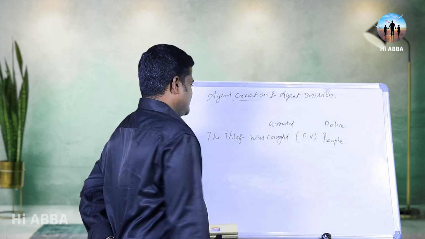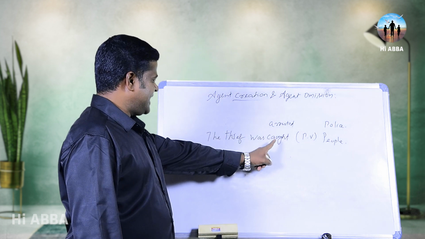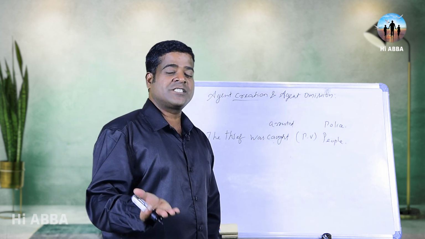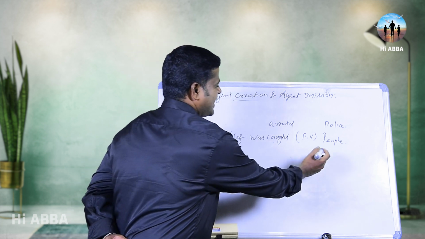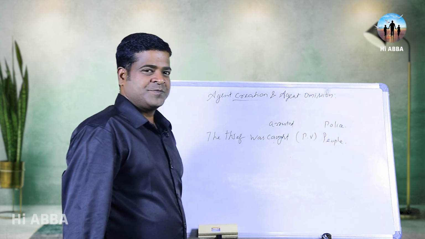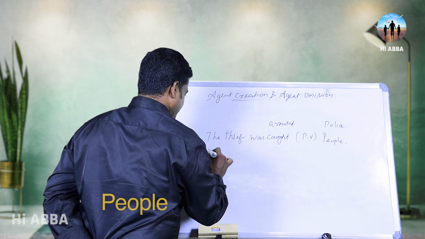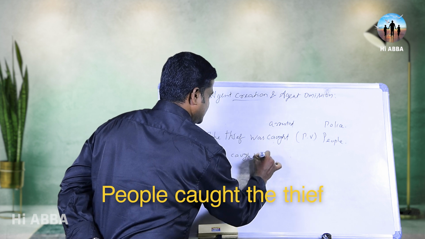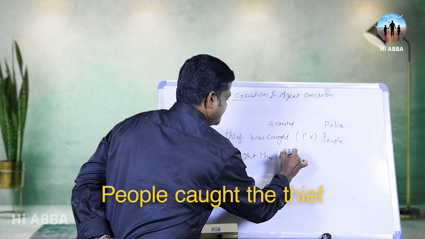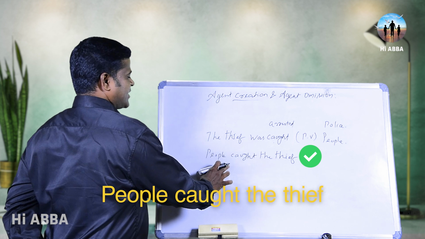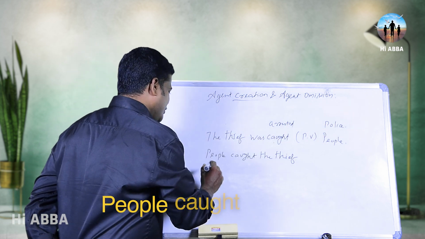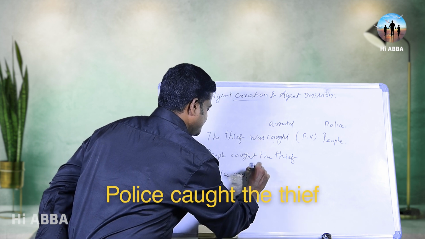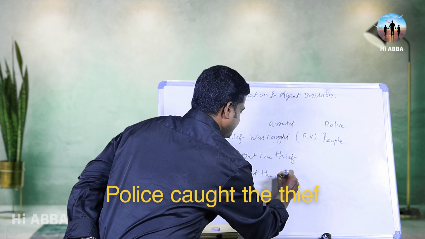Here we have this sentence: the thief was caught. Change this sentence into active voice. There is no object, so we will have to assume a subject. We will have to create a subject, either people or police. So how will you write here? People caught the thief. This is also correct, or else we can write police: Police caught the thief.